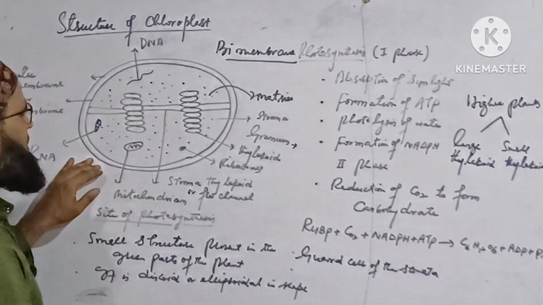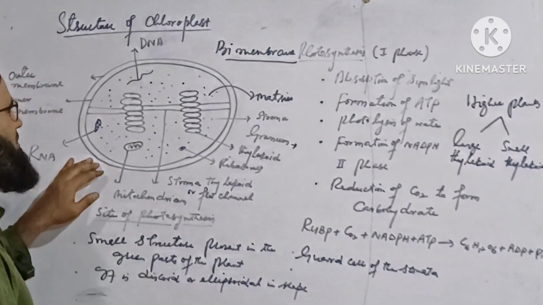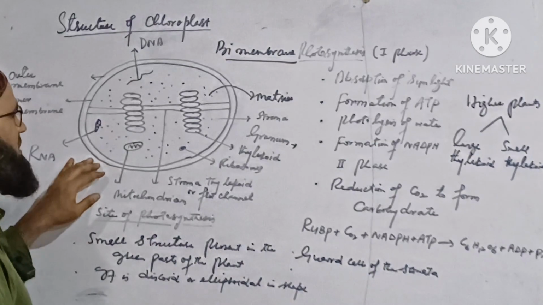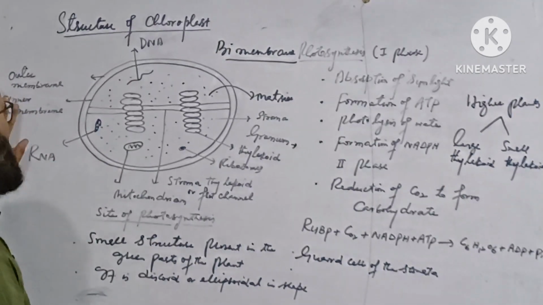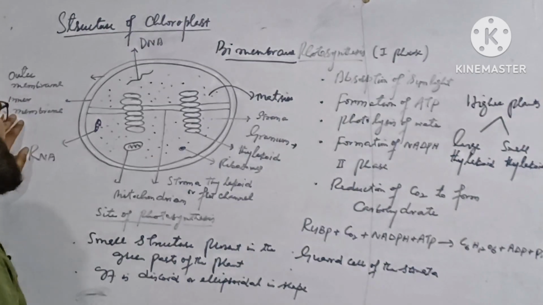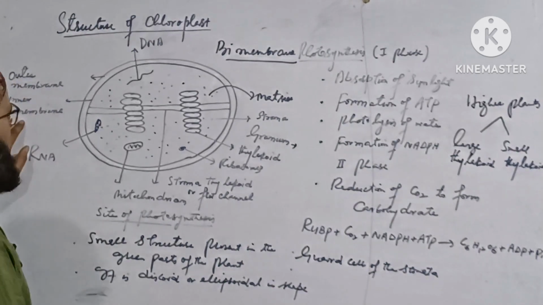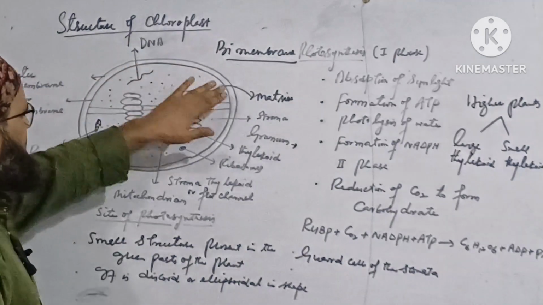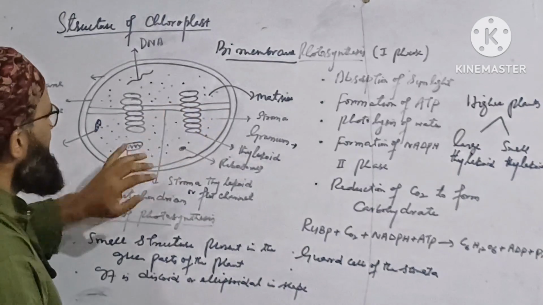This chloroplast is surrounded by two unit membranes, that is, it is a bimembranous or double-membranous structure. This is the outer membrane that is facing outside the cell, and this is the inner membrane that is facing inside the chloroplast. So the whole chloroplast is surrounded by two membranes.